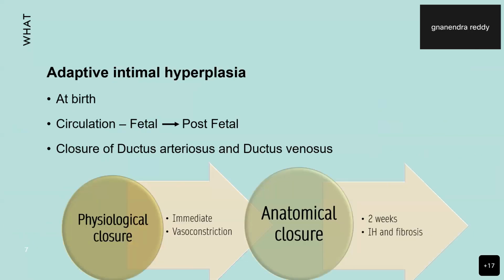So intimal hyperplasia can be adaptive or pathological. Adaptive intimal hyperplasia we usually see in the stages of development where there is a shift in circulation from fetal to post-fetal. In these cases, with the closure of the ductus arteriosus and ductus venosus, there is a physiological closure and an anatomical closure. The physiological closure is the one which occurs immediately due to hypoxia, where vasoconstriction causes the closure. It further goes into the anatomical closure, where intimal hyperplasia plays the major part.